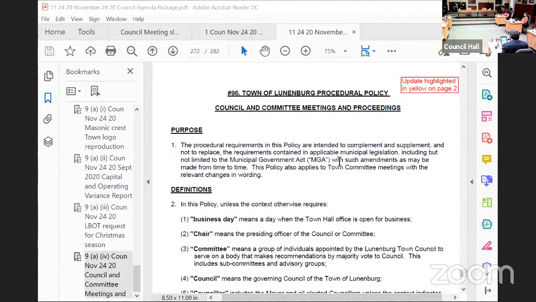So then we will need a motion to recess to meet in camera, pursuant to section 22 of the Municipal Government Act, to consider the agenda items listed. Moved by Councillor Halverson, seconded by Councillor Sanford. All those in favor? Opposed? Motion is carried, and we will recess for 10 minutes and resume in camera.